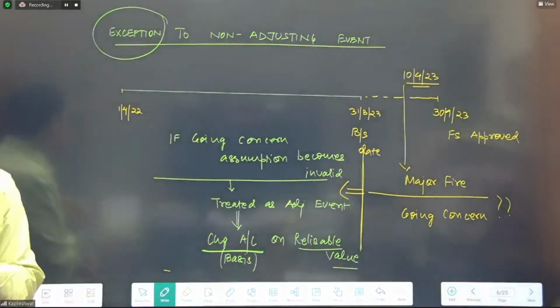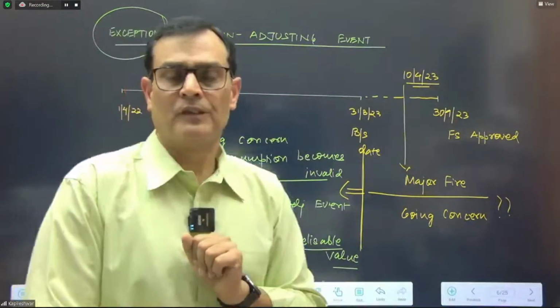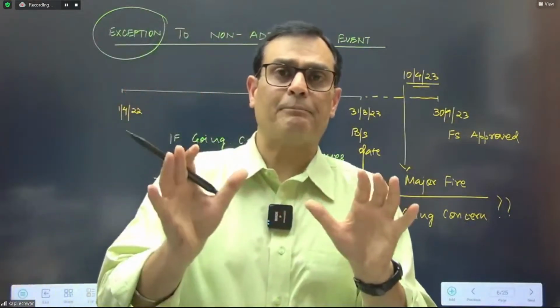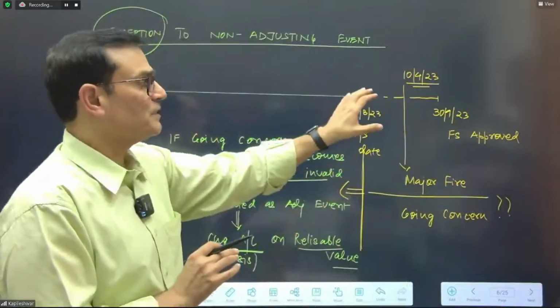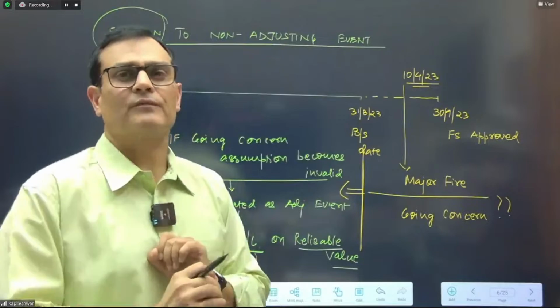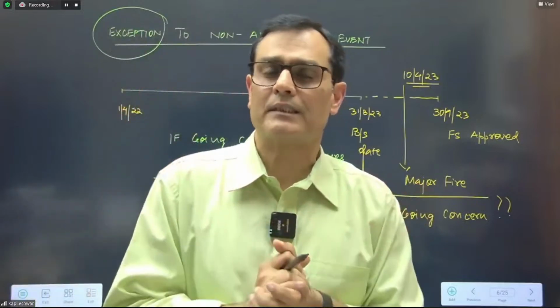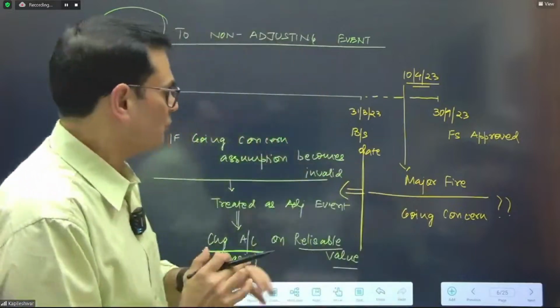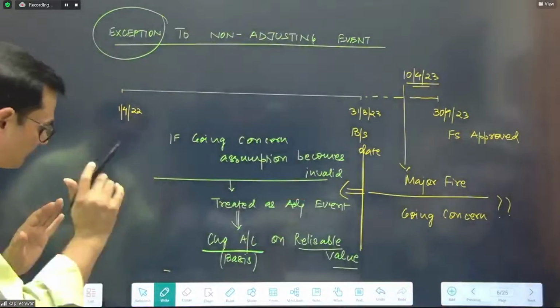This is the exception to the concept of non-adjusting event. So if there is something which happens post the balance sheet date, there is no condition even present on the balance sheet date, but if because of that event the going concern assumption becomes invalid, you need to change the basis of accounting and adjust the financials.